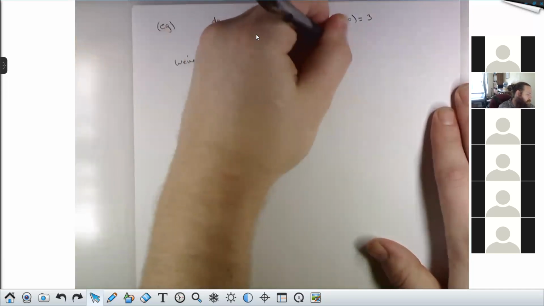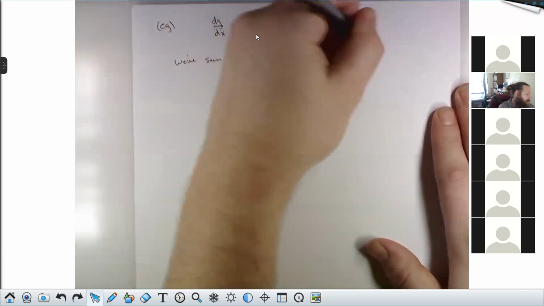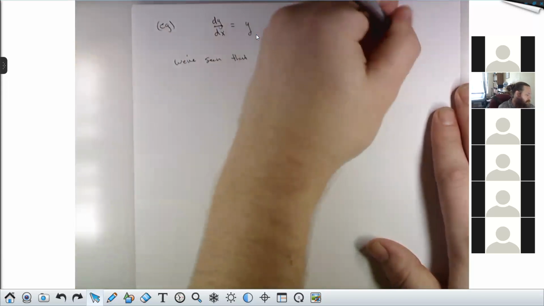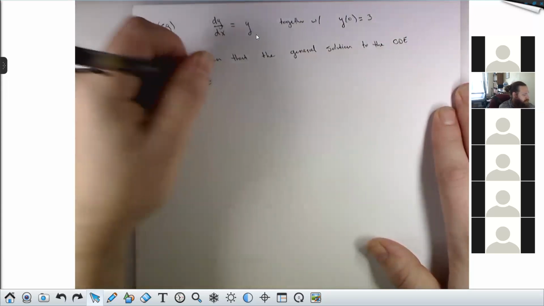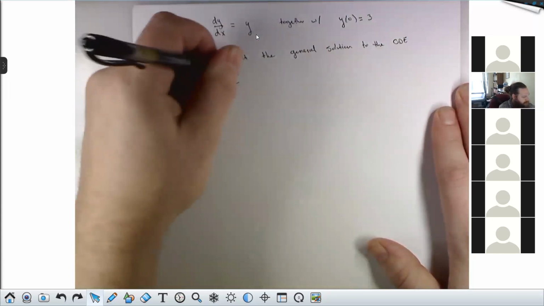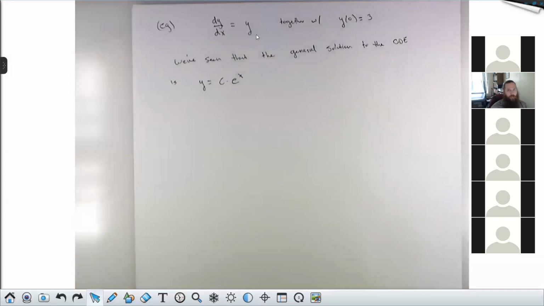We've seen that the general solution to the ODE is y equals c times e to the x. So remember, this is the differential equation. The collection of the differential equation with the initial conditions is the IVP. Without the initial conditions, we don't have an IVP, we just have a regular differential equation. We've seen that the most general solution to this differential equation is y equals c times e to the x.